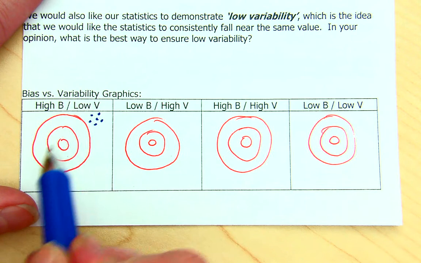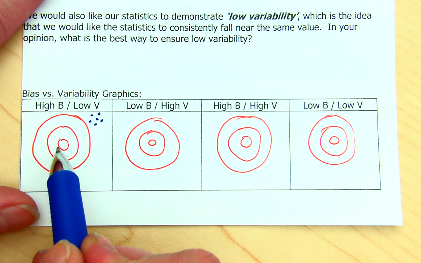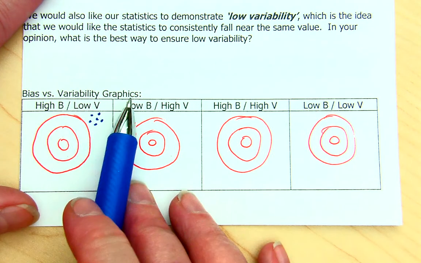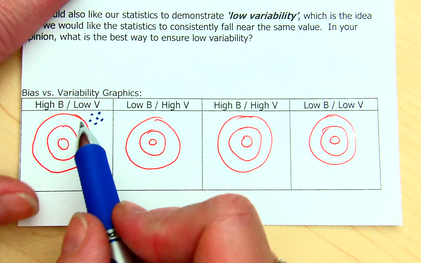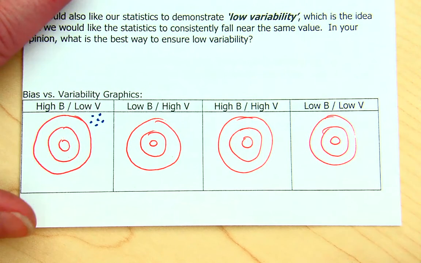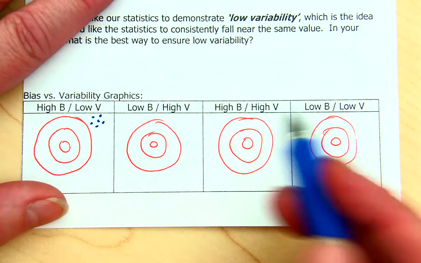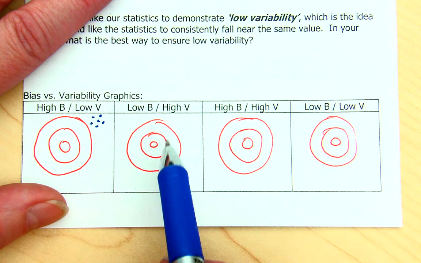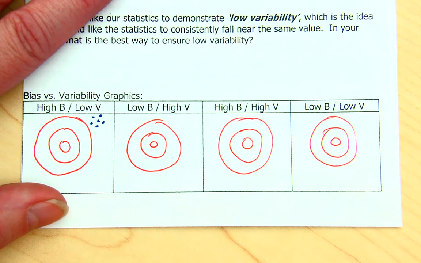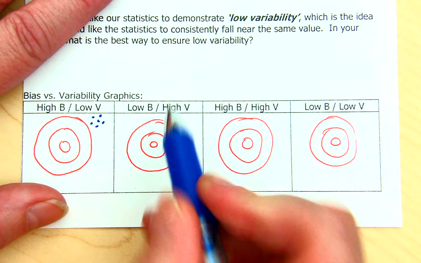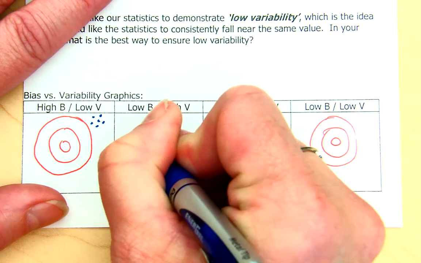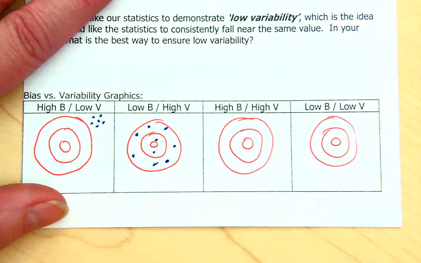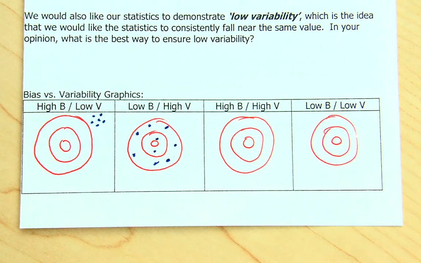They're all clustered close together, but it's not where we're aiming. Something is skewing this and making it go a certain way, but it's really consistent about where it's going. So there's some sort of bias that's strongly affecting it, but we're hitting the same place every time. Low bias means we're aiming at the center and we're getting close to that each time, but high variability means it's all spread out. So maybe we hit here, then down here, then up here, just all around, but it's centered around the center.